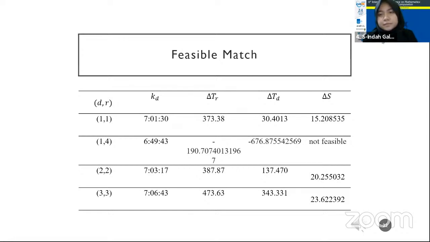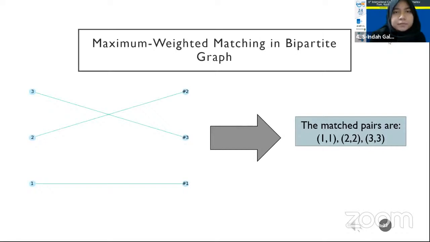After we obtain the possible matches, the time feasibility and delta S condition must be checked. The results show us that driver 1 and rider 4 got negative values of delta TD and delta TR, and also the KD, or latest time the driver must pick up the rider, is earlier than the earliest departure of driver 1. So driver 1 and rider 4 won't be matched. The result of feasible matches can be represented by a maximum weighted bipartite graph. Based on the Hungarian algorithm with DP index as the weight function, we got driver 1 and rider 1, driver 2 with rider 2, and driver 3 with rider 3.